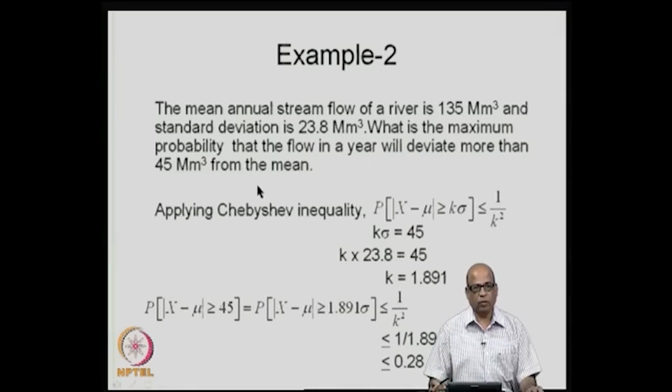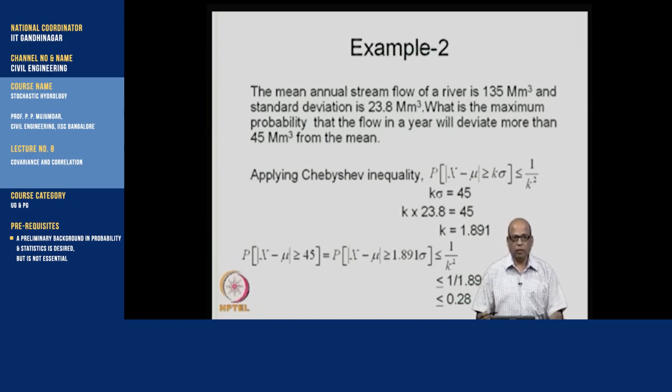These kinds of questions are of course of practical relevance, because knowing the mean we may be interested in seeing how low the flow can go, or what is the maximum probability that the flow will deviate by 45 million cubic meters from this on either side, because you would like to plan for water resources utilization, the stream flow utilization, based on such information. And therefore, you will be interested not so much in the probability density function or the probability distribution functions themselves, but in what will be the maximum probability of such an event happening.